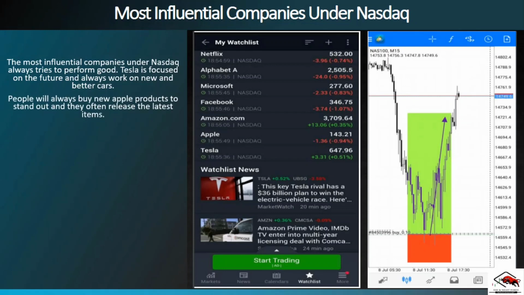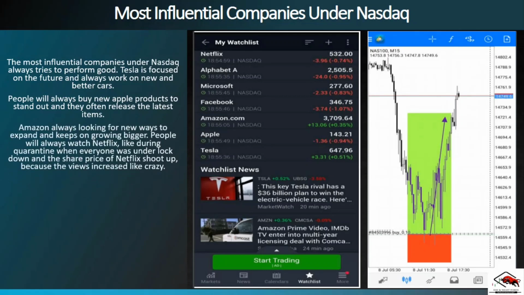At the same time, we have companies like Apple, which also have great influence in this market. Apple has been very good with its branding, so people will always buy new Apple products to stand out. And they often release the latest items in terms of the technology aspect of things, right? Another big giant is Amazon, which is always looking for new ways to expand and keeps on growing bigger and better. And then in the entertainment sector, we have companies like Netflix, which is also under the Nasdaq and has such great influence as well. People will always watch Netflix, like the entertainment will always be there, right?